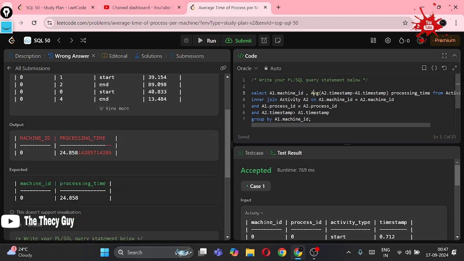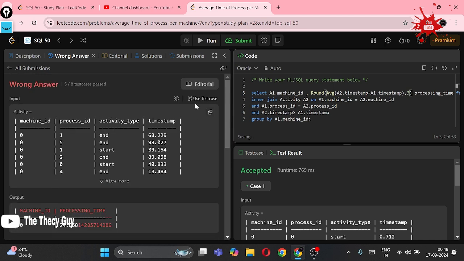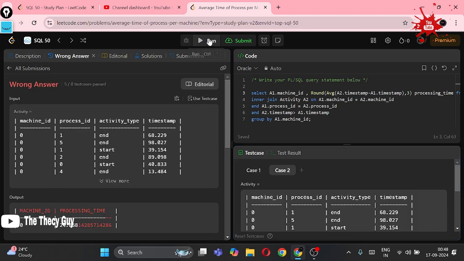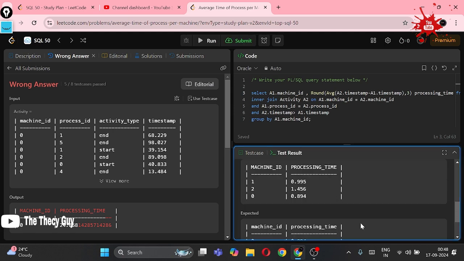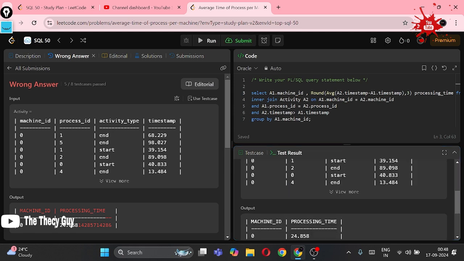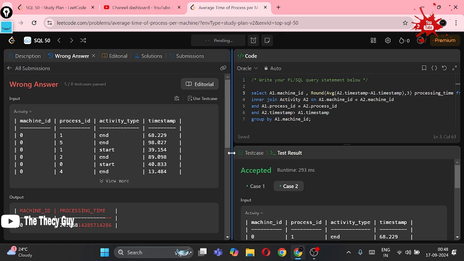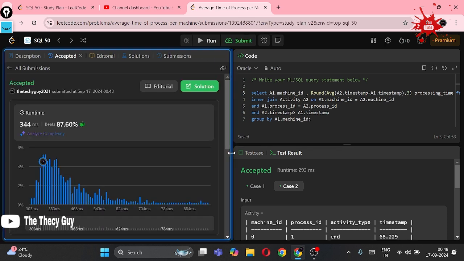We want rounded values. What I can do is come here, round, and just comma, round by 3. Okay, I will use this test case and run. Look, both test cases worked fine. Now submitting. Now it will submit because we already completed all those conditions which were given to us, and it is accepted.